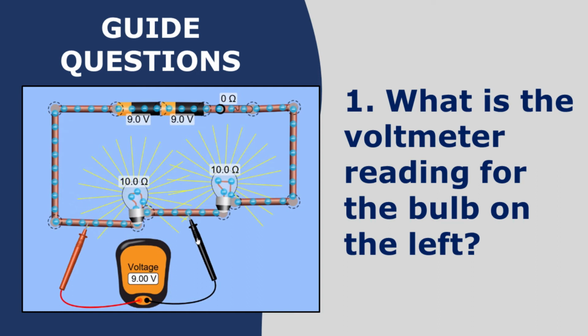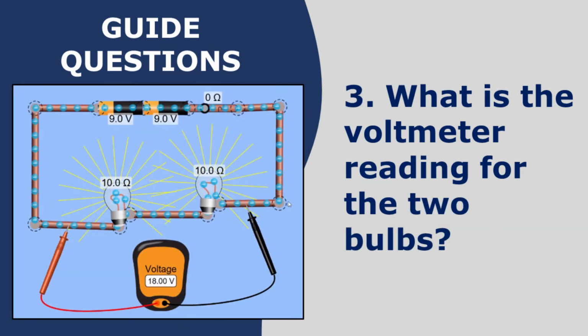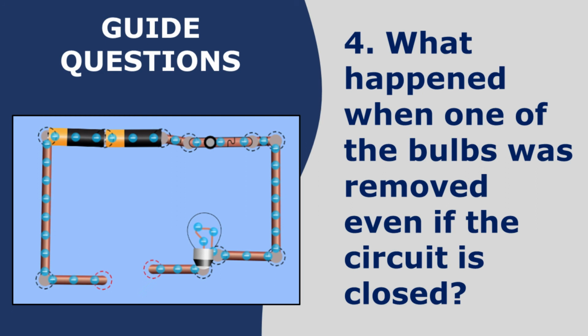Guide questions. Number 1. What is the voltmeter reading for the bulb on the left? Number 2. What is the voltmeter reading for the bulb on the right? Number 3. What is the voltmeter reading for the 2 bulbs? Number 4. What happened when one of the bulbs was removed even if the circuit is closed?